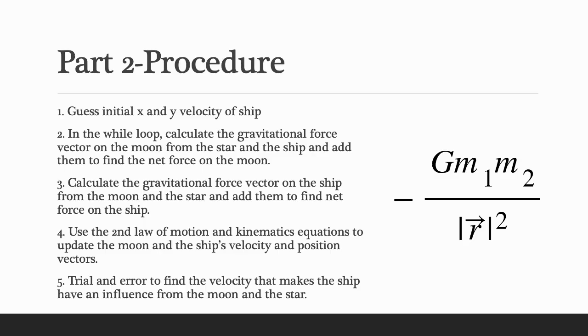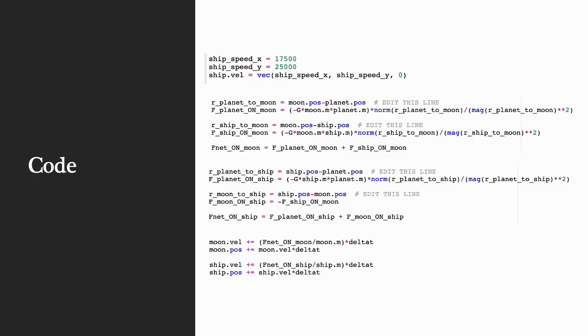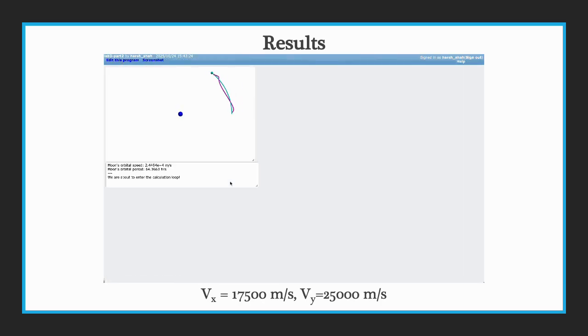Then we do trial and error to find the velocity which makes the ship have an influence from the moon and the star. In the code for part 2, we initially estimate the x speed and the y speed, and then we use the kinematics equations and the second law to find the trajectory of the ship. Here are the results for part 2.